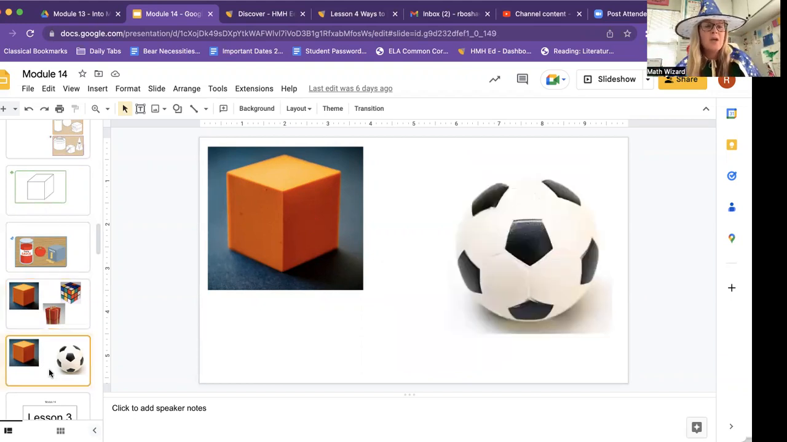That makes a cube. So we have learned about 2 different 3-dimensional shapes. Do you guys remember what this one's called? Yes, it's a soccer ball, but what is the shape called? Sphere. It's a sphere. And this one that we learned about today is a cube.